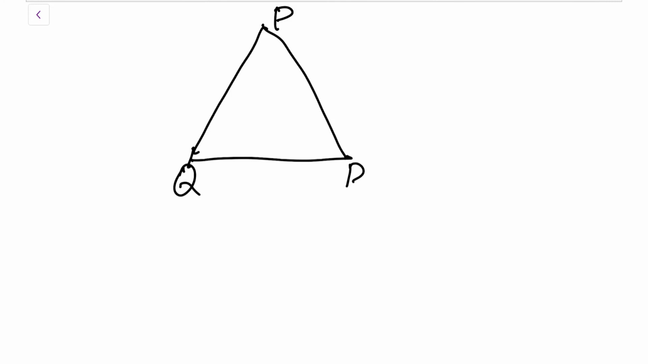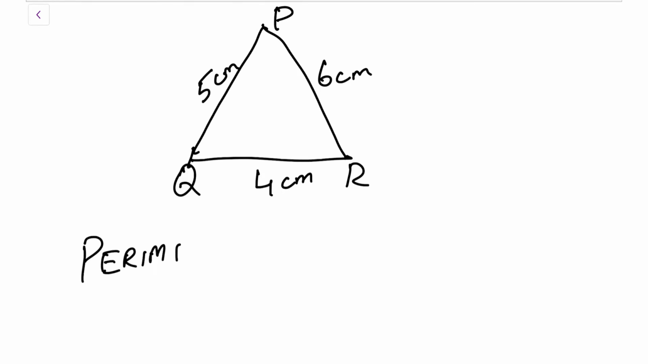How about a triangle? Let's say this is your triangle, P, Q, R, and they've given the length of the sides as 5 centimeter, 6 centimeter, 4 centimeter. Now, can you guess how you find the perimeter of the triangle? Perimeter of triangle PQR.